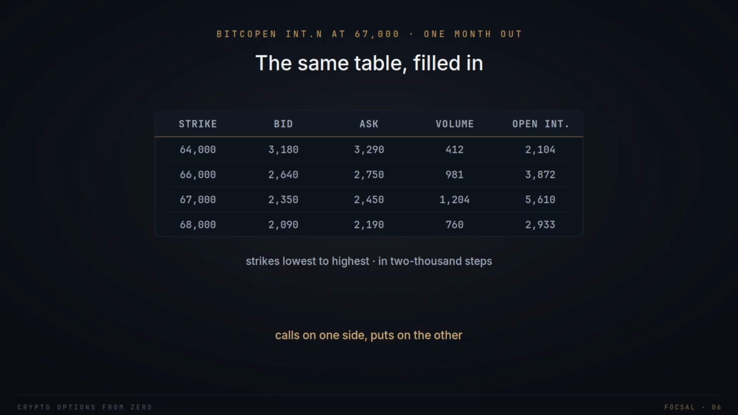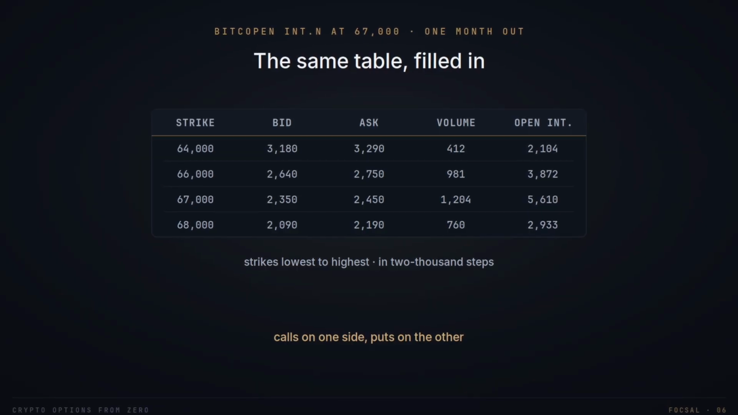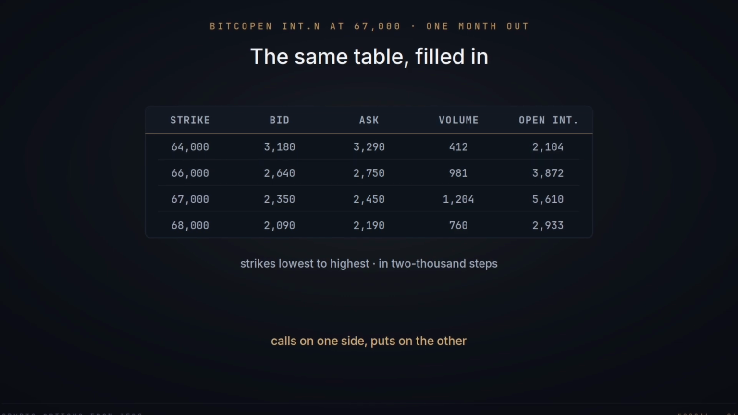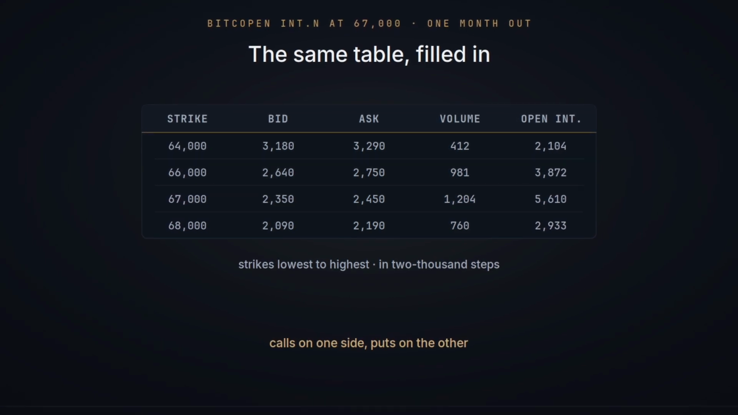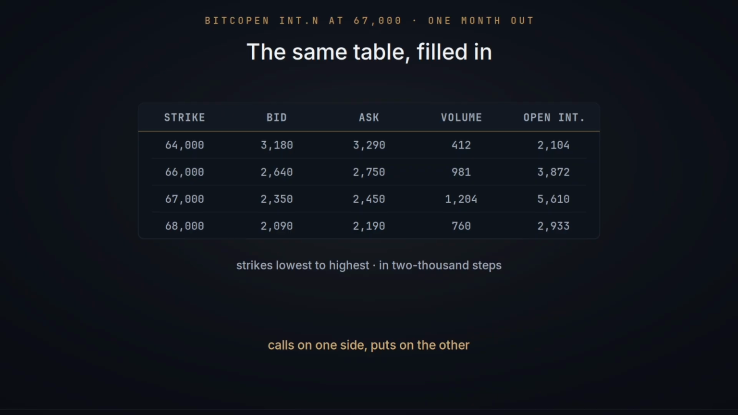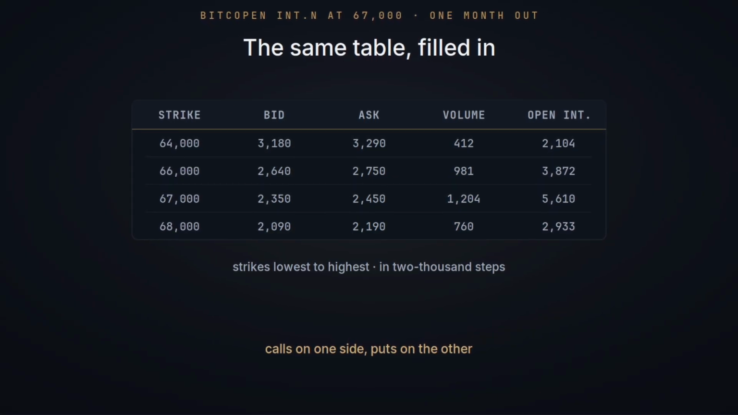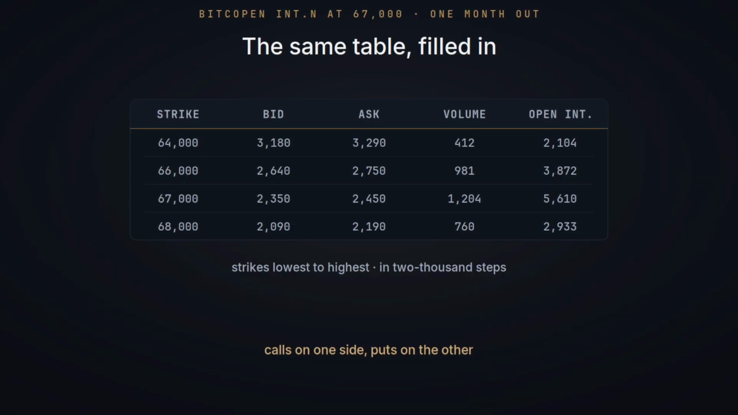Down the middle you have strikes, lowest to highest. 60,000, 62, 64, and so on in $2,000 steps. And along the sides, calls and puts. Usually calls on the left, puts on the right. That's it. Pick a date, find a strike, look at the price.